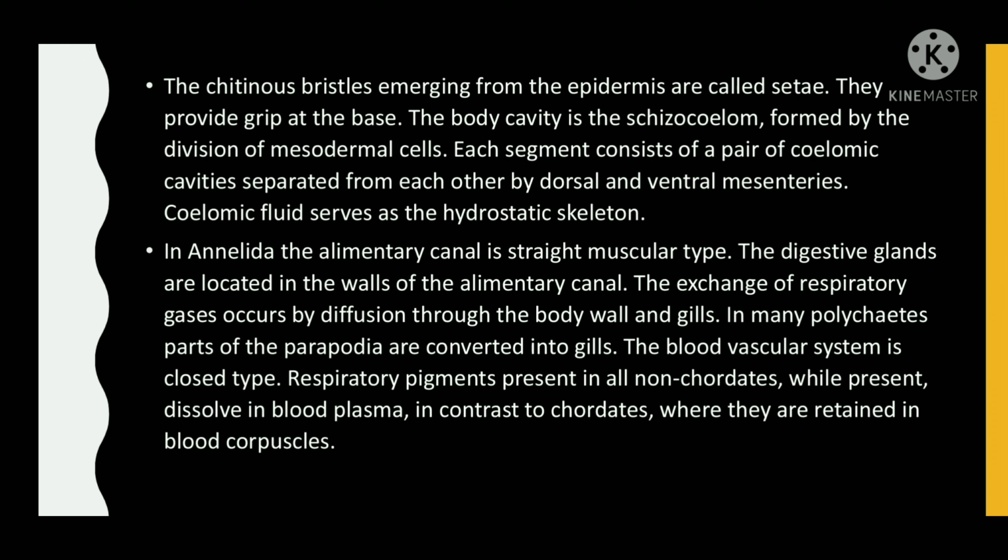The exchange of respiratory gases occurs by diffusion through the body wall and gills. In many polychaetes, parts of the parapodia are converted into gills. The blood vascular system is closed type. Respiratory pigments are present in all annelids and dissolved in blood plasma, in contrast to chordates, where they are retained in blood corpuscles.